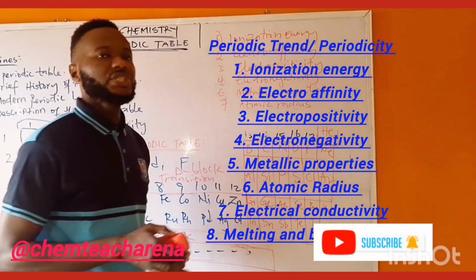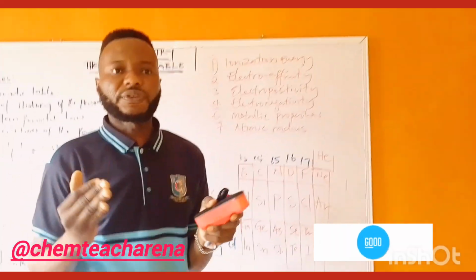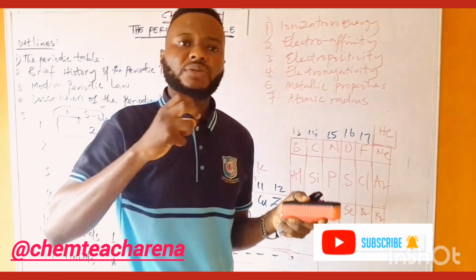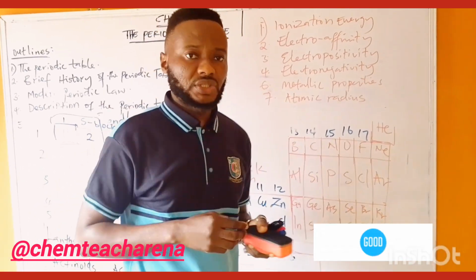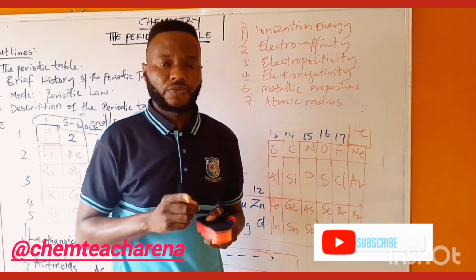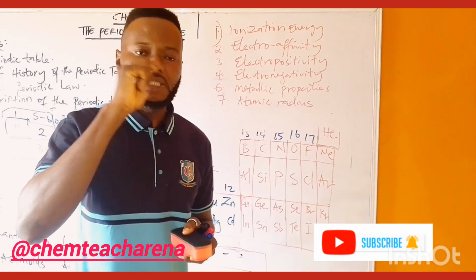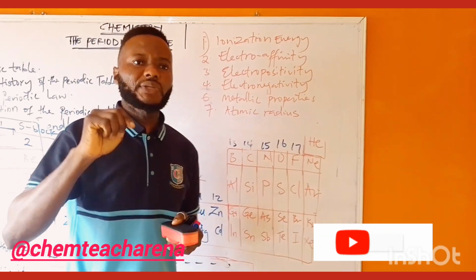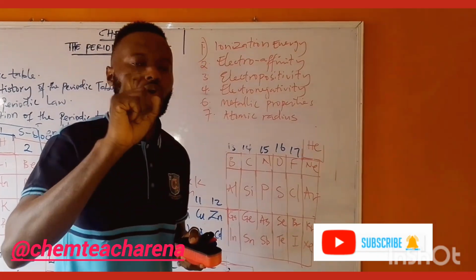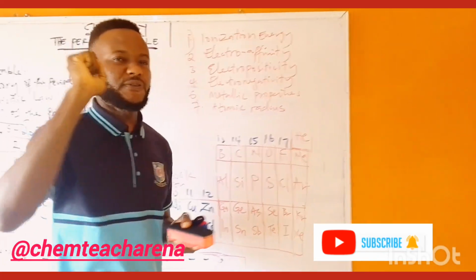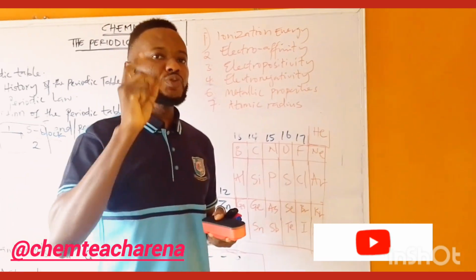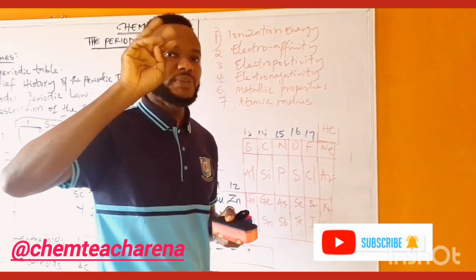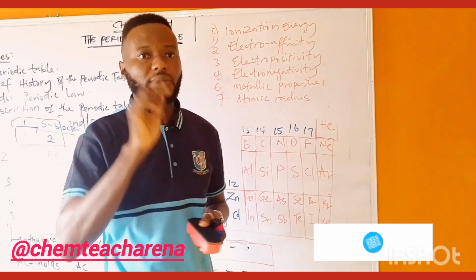Now, ionization energy is the amount of energy needed to remove an electron from an atom in its gaseous state. Now we have first ionization energy, second ionization energy, and third ionization energy. So the amount of energy required to remove one electron from an atom is the first ionization energy. To remove two electrons is the second ionization energy. To remove a third electron is the third ionization energy from an atom.